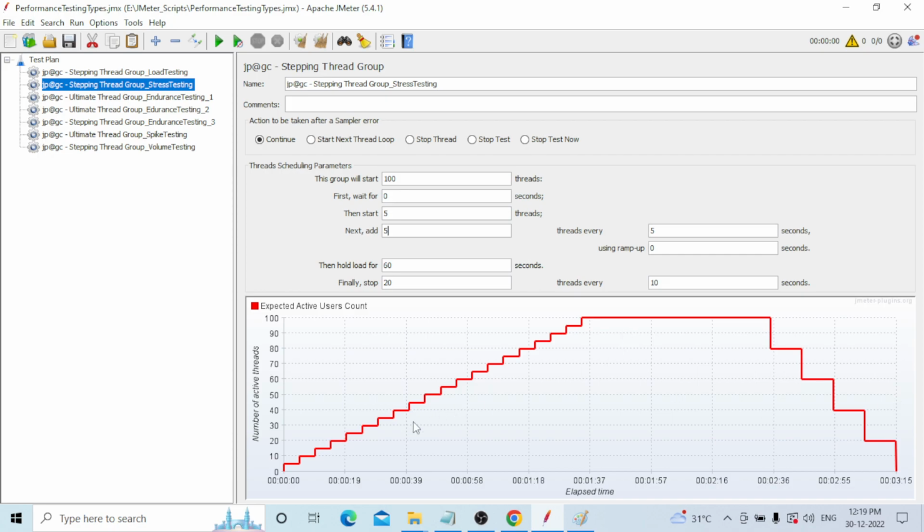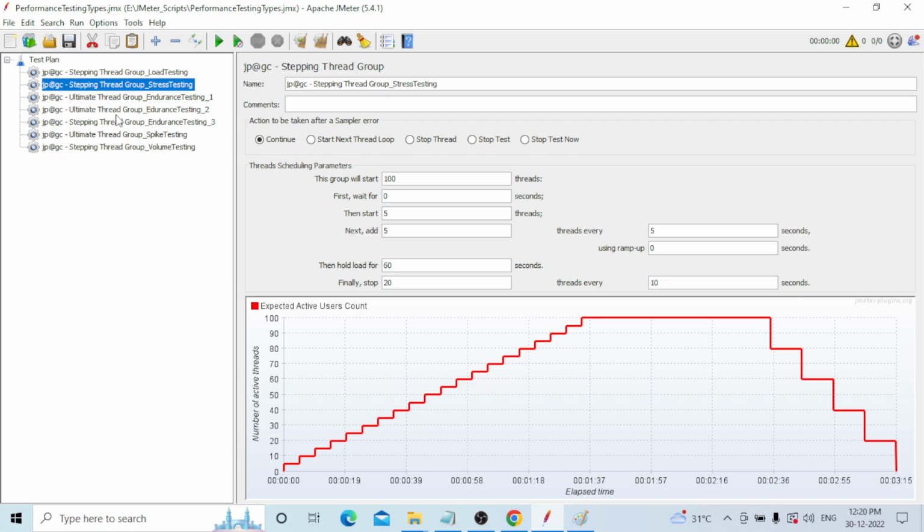Stress means you keep on increasing the load and hit the server. It's not required to have any ramp up period; that type of thing is not required. This is the way you achieve it in your stress testing.